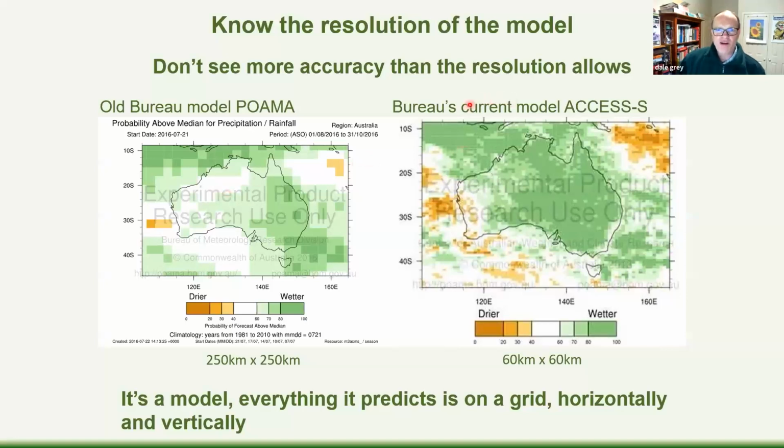The new model of the Bureau, which is ACCESS, is a 60 by 60 kilometre grid. And so the resolution of that looks like this. This is the same mathematical input, and this is the resolution of the output that you get. You can see that that's a much finer resolution. There's a clear boundary in the Great Dividing Range here, because we know that's such a key feature of climate along Eastern Australia. And we've got a lot more squares, but they're still 60 by 60.